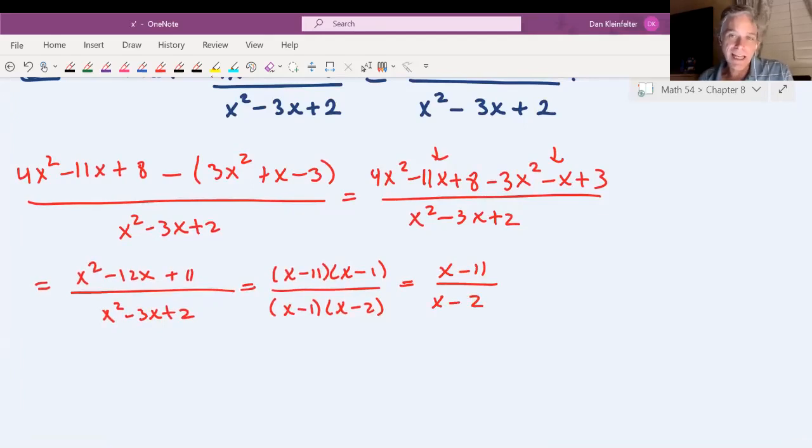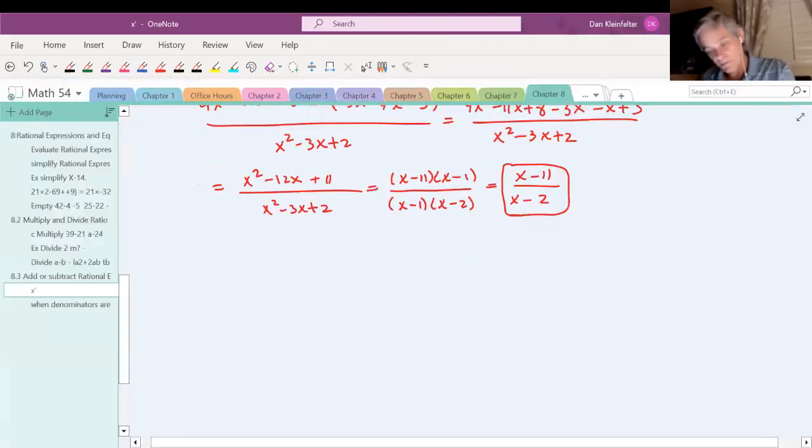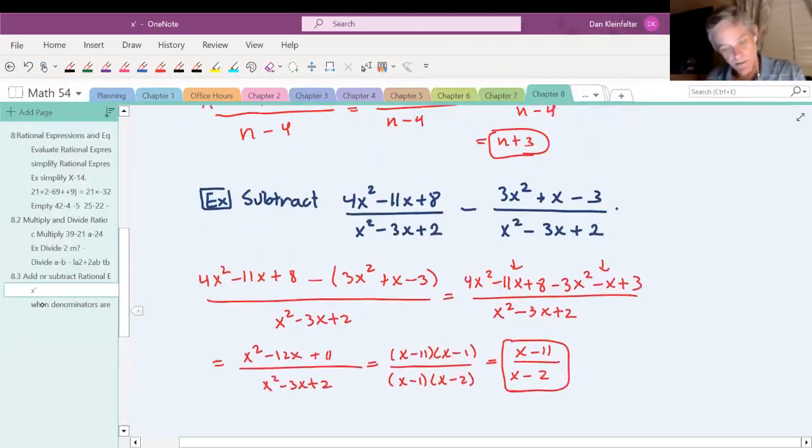Be careful you don't get cancel happy and divide out these x's and make the answer 11 halves, okay? You can only divide the numerator and denominator by common factors, and x isn't a factor here, okay? All right, so we're good, almost good.